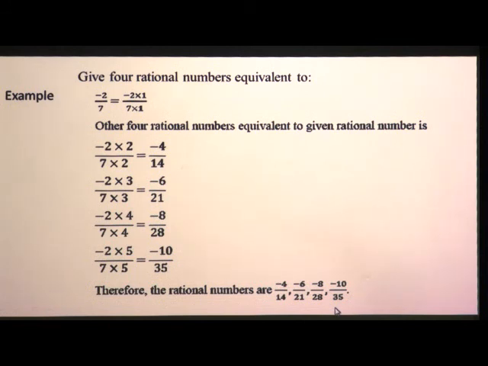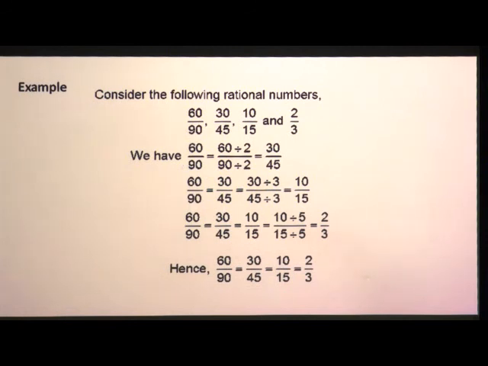Now, why is it equivalent? Because when you reduce these rational numbers to their smallest or simplest form, you will get the rational number which is given in the question. So, all these rational numbers are equivalent to minus 2 upon 7. In this way we can find four more rational numbers equivalent to a given rational number.